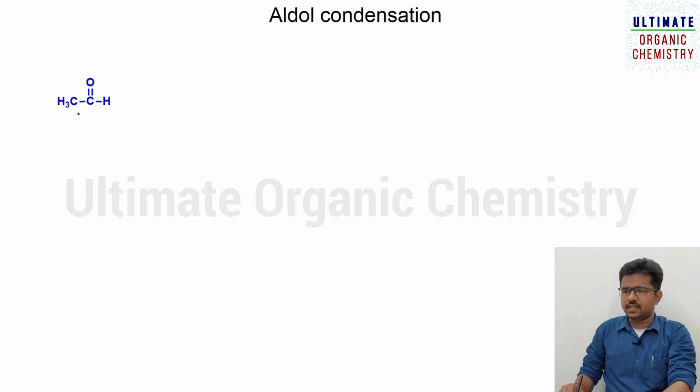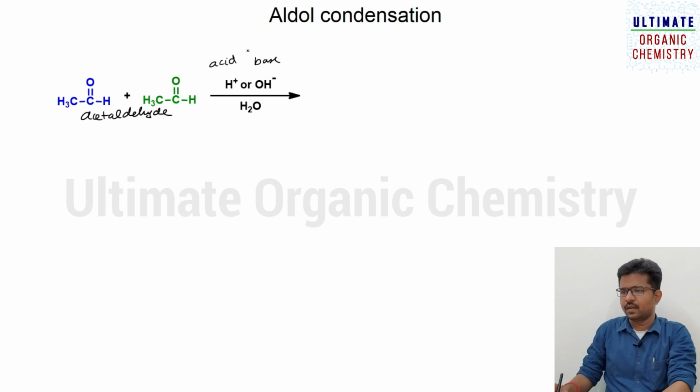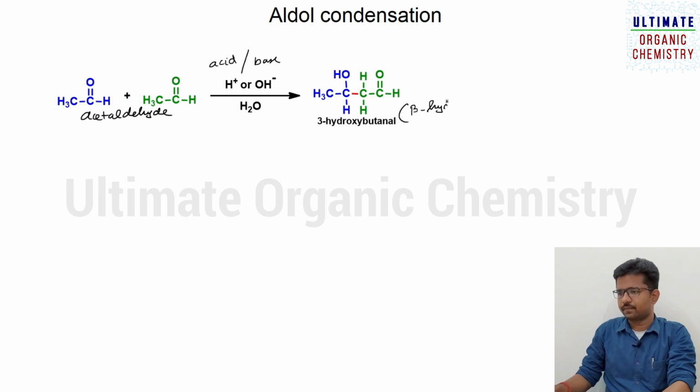So this aldol condensation involves the reaction between 2 moles of acetaldehyde. This is acetaldehyde. For your understanding, I have given it in 2 different colors. When they react in the presence of acid or base as a catalyst, in water as a solvent, it provides a compound known as 3-hydroxybutanal. So this compound is otherwise generally called a beta hydroxy aldehyde.